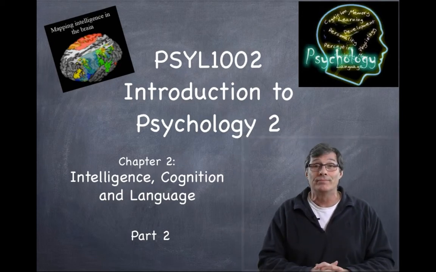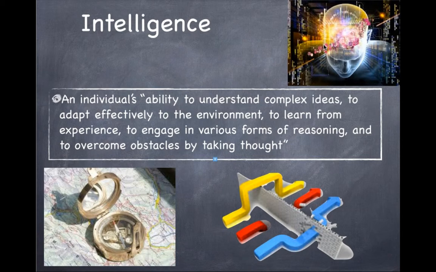Let's find out. By definition, we can look at intelligence as an individual's ability to understand complex ideas, to adapt effectively to the environment, to learn from experience, and to engage in various forms of reasoning, to overcome obstacles by taking thought. So it's a rather broad definition of what intelligence is.